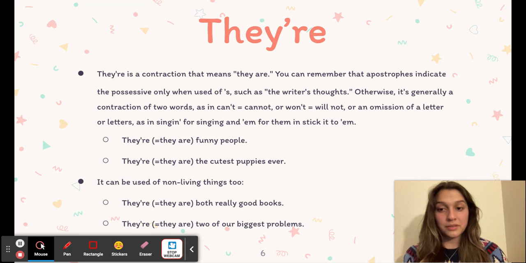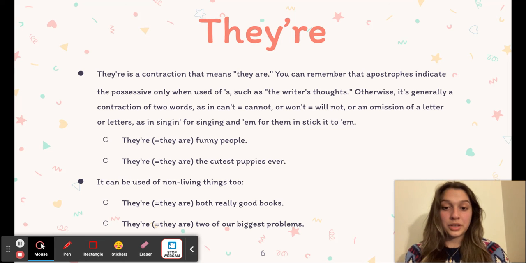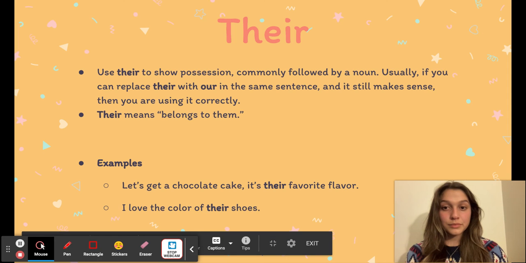They're the cutest puppies ever. And it can also be used for non-living things too. So they're both really good books. They're two of our biggest problems.